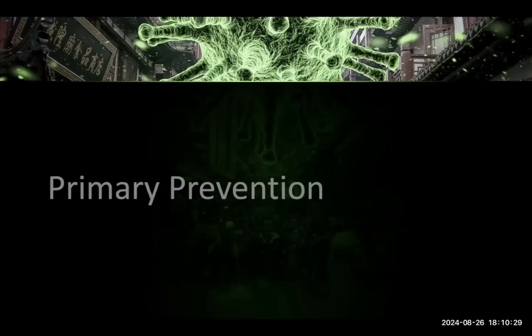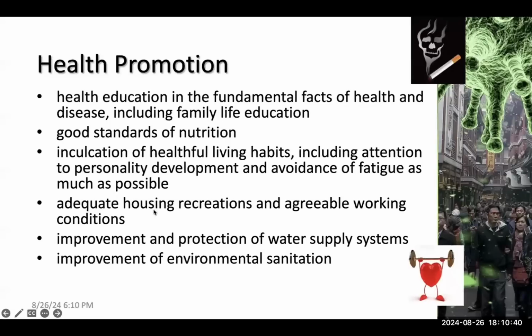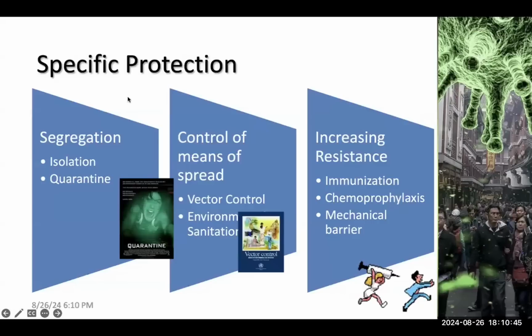For the levels of prevention, you already have a lecture on this, so this is just a review. I will not dwell on it extensively. We have the primary preventions. For primary prevention, we have health promotion activities like health education, and we have specific protection. For specific protection, we have segregation, which is categorized into isolation and quarantine. We also have control of means of spread through vector control or environmental sanitation, and we can increase the resistance of the host by immunization, chemoprophylaxis, or mechanical barriers.